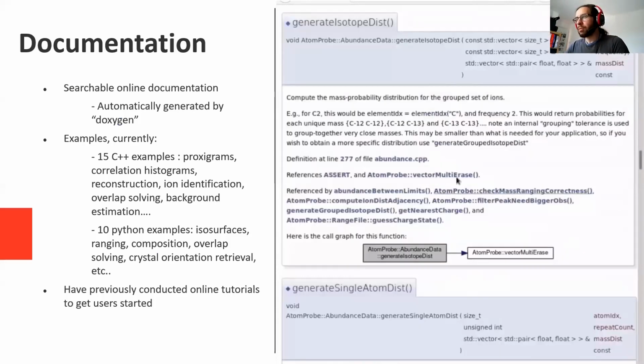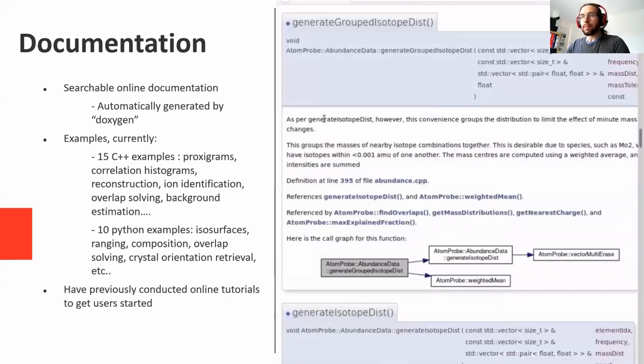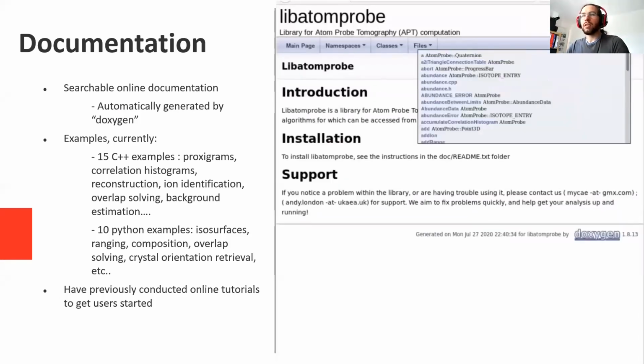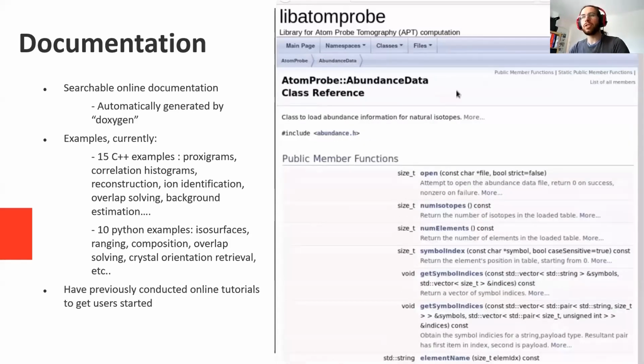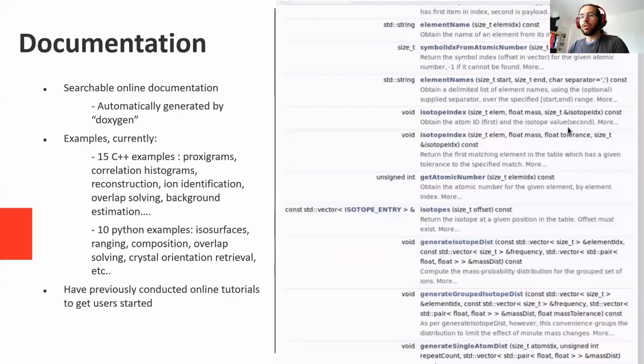And all of this is documented with our automatically generated Doxygen files, which I'm showing on the right-hand side here. It's easy to search through. This is automatically generated from the code, so we know that it's up to date. We have various different examples, 15 C++ examples and 10 Python examples, including proxygrams, isosurfaces, correlation histograms, overlap solving. So there's lots of example code that you can just copy and paste, modify as much as you need.